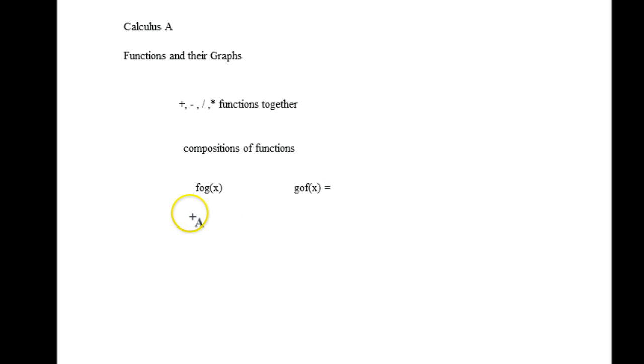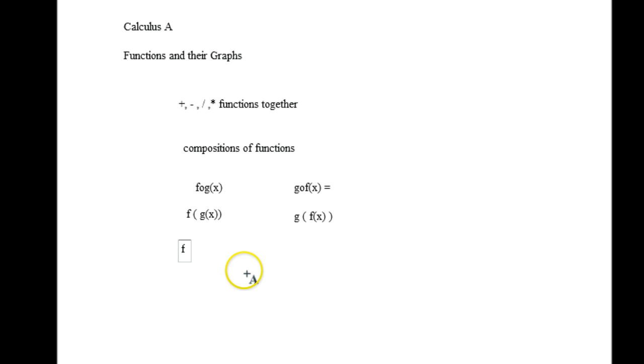What f∘g actually means is you're taking f as a function and plugging in the function g of x for x. And g∘f just means you're taking the function g and plugging in f of x for that one. So you're taking those functions and plugging them in.